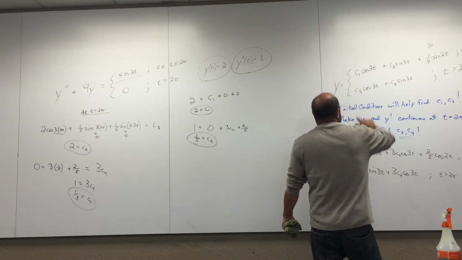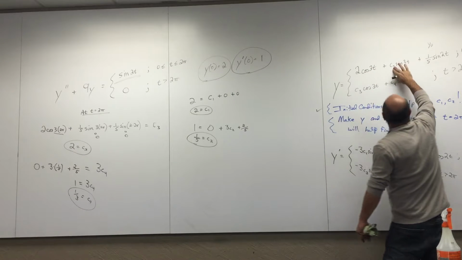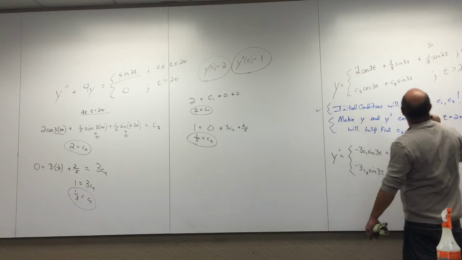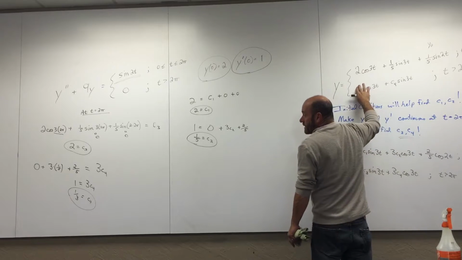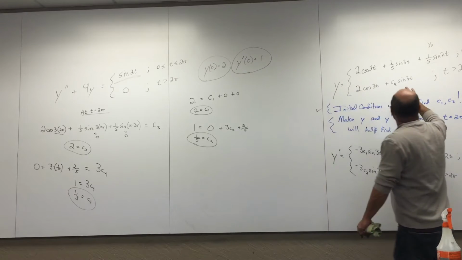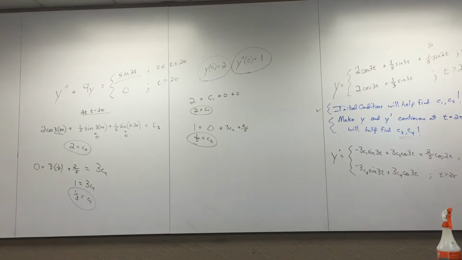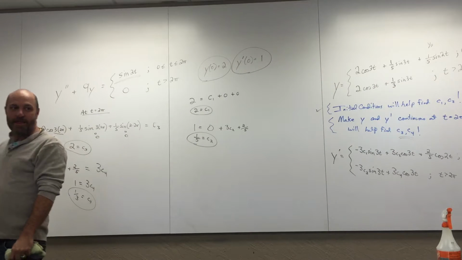Thanks to the whiteboard, I can do it like this. C1 is a 2. C2 is a 1/5. That's interesting. C3 was a 2. And C4 was a 1/3, I guess. Cool, man. That's the official piecewise answer. That was awesome. That was pretty awesome.